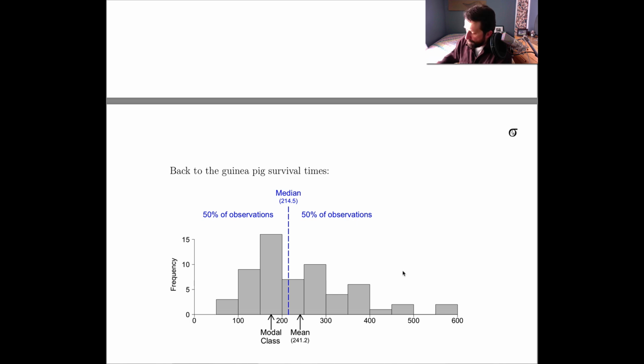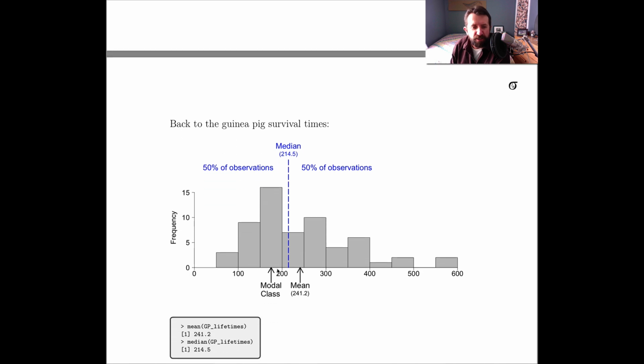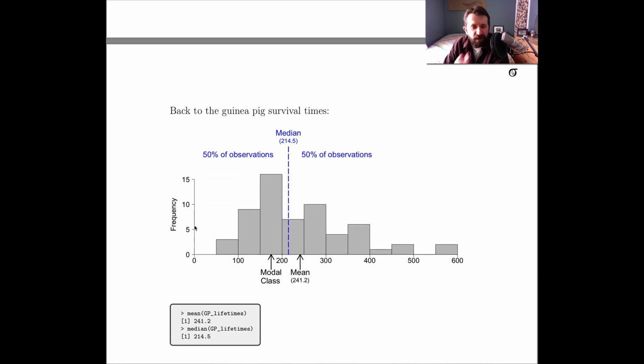And I plotted a histogram. So we've seen this histogram before. But typically, if we want these values, the mean and the median for something like this, or especially if we have an even larger data set, we're going to want to use software for that. So I went into R and I had the lifetimes in something called GP lifetimes, and so I just asked R the mean of those lifetimes, which is 241.2 days, and the median lifetime, which is 214.5 days.